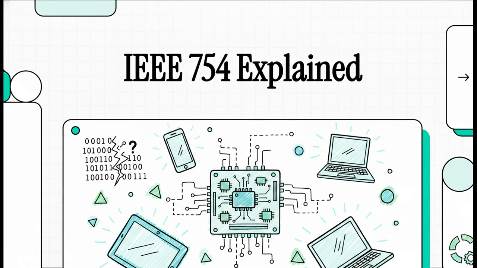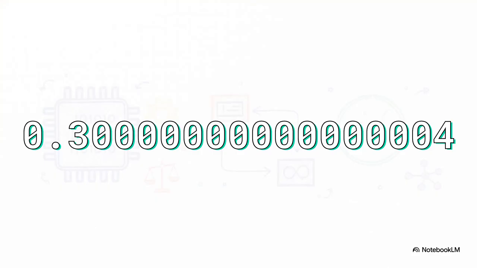do basic math. So let's decode it together, because honestly, this completely blew my mind when I first learned about it. 0.3 followed by just a ridiculous string of zeros ending in a random 4. Now, you might think this is the result of some highly complex, mind-bending scientific equation. But no, it's really not.